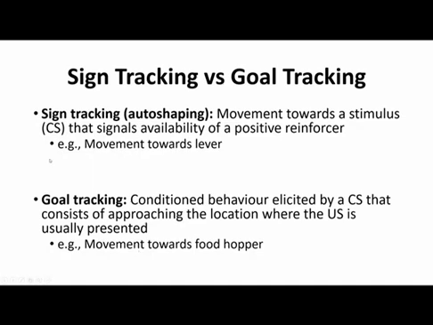So let's actually look at our definitions for sign tracking and goal tracking. We said sign tracking, which is also called autoshaping, is referring to movement towards a stimulus, our CS, that signals the availability of a positive reinforcer. So movement towards a lever, or movement towards the light for the pigeons, or whatever. Goal tracking is a conditioned behavior that's elicited by a conditioned stimulus that consists of approaching the location where the unconditioned stimulus is usually presented. So we're saying that this is a conditioned behavior where we know that the conditioned stimulus is associated with our unconditioned stimulus. So when we see that conditioned stimulus, we should go to the place where the unconditioned stimulus is usually presented. So the behavior that's been conditioned here is approaching that food hopper.